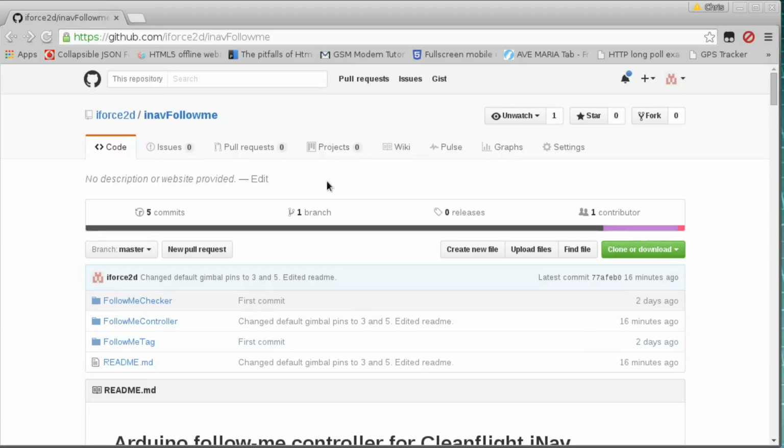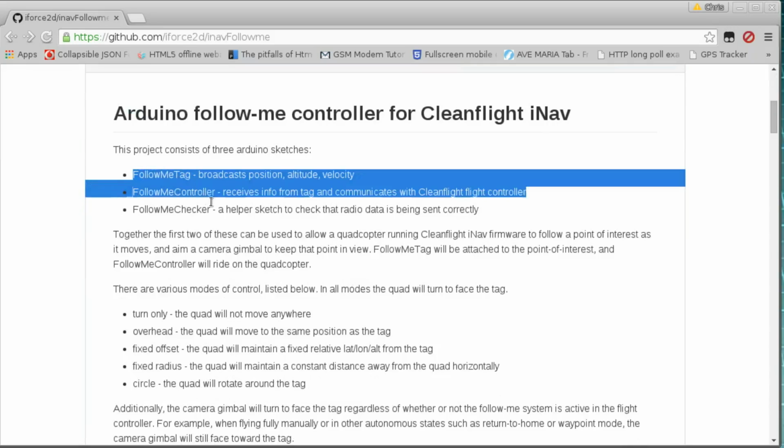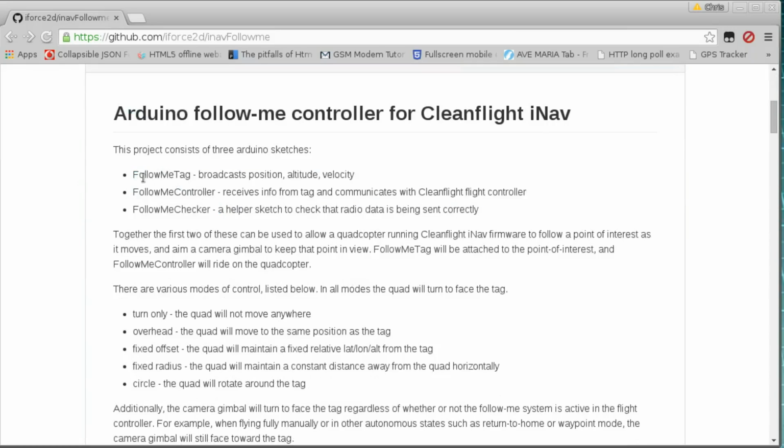One thing I will just point out, the very first part: there are 3 sketches involved here. You don't need to use all 3 of them. You only need 2 of them. So obviously you need the follow me tag, which is the thing that you're going to carry around to be the target of the movement and the camera angle.